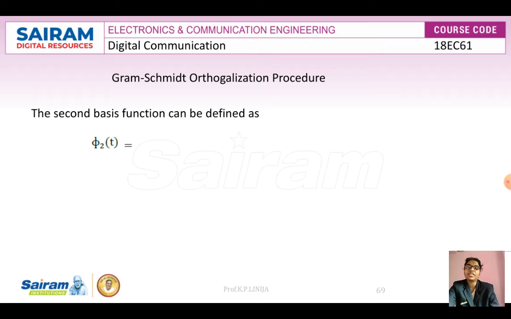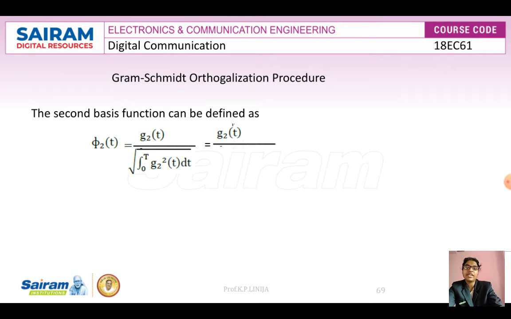Therefore, phi 2 of t is equal to g2 of t divided by root of integral 0 to T of g2 squared of t dt. This integral of g2 squared of t dt we know is the energy of g2 of t. Therefore, this equation can be written as g2 of t divided by root of Eg2, that is the energy of the signal g2 of t. Now this Eg2 is nothing but the integral 0 to T of g2 squared of t dt.